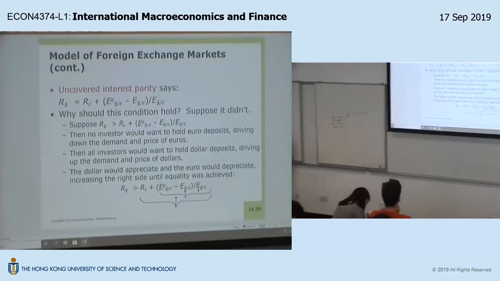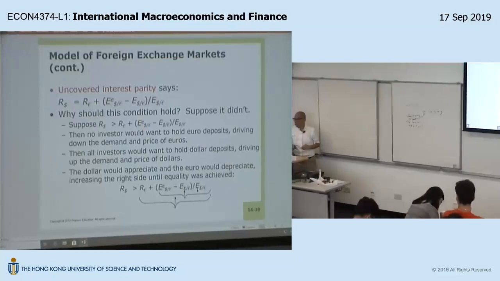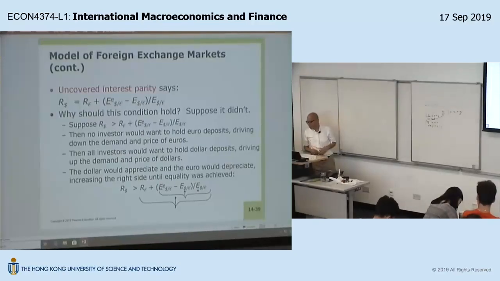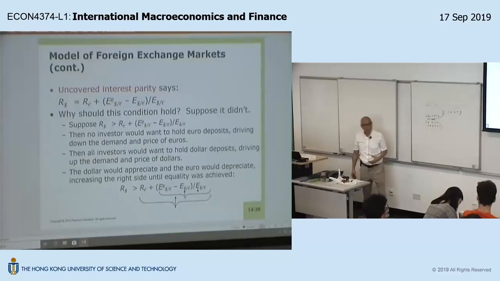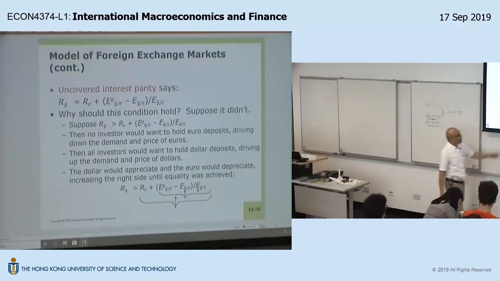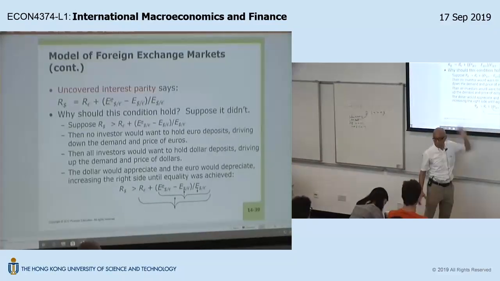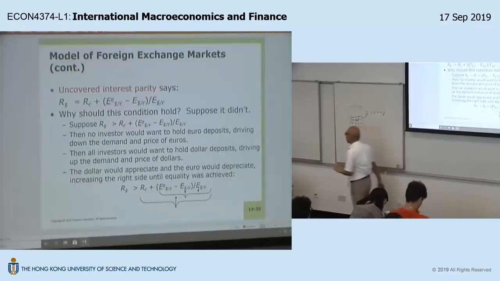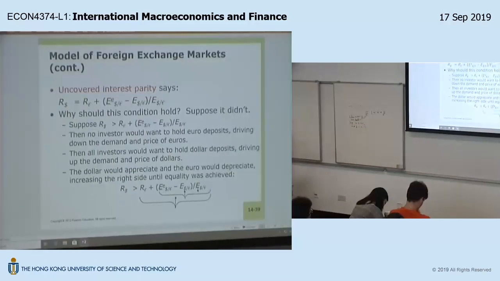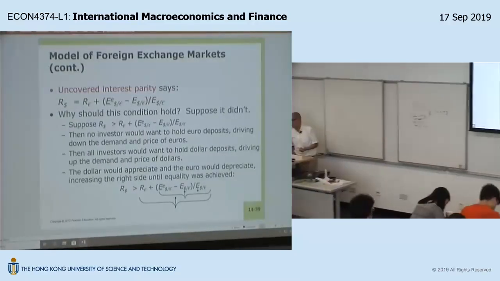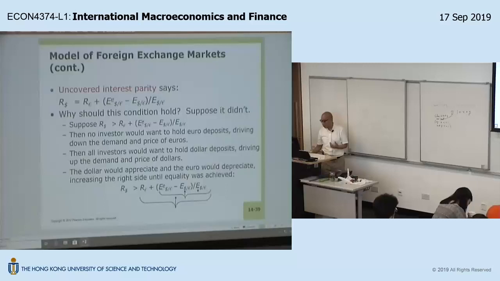So people would sell euro and buy dollar. As a result, E will fall, and eventually this becomes equal. This becomes equal. Okay? So this is how the market will get back to equilibrium, according to this theory.